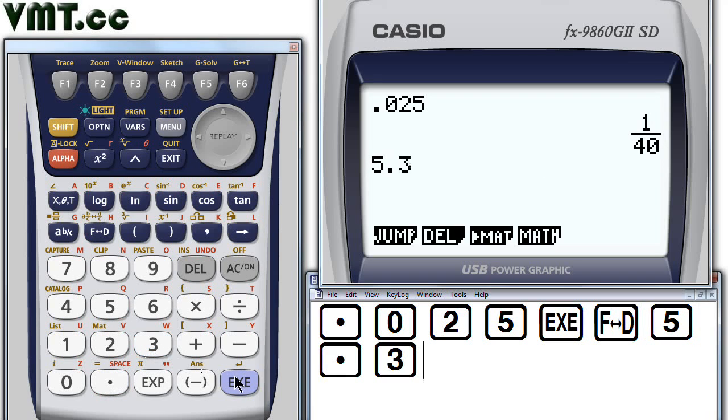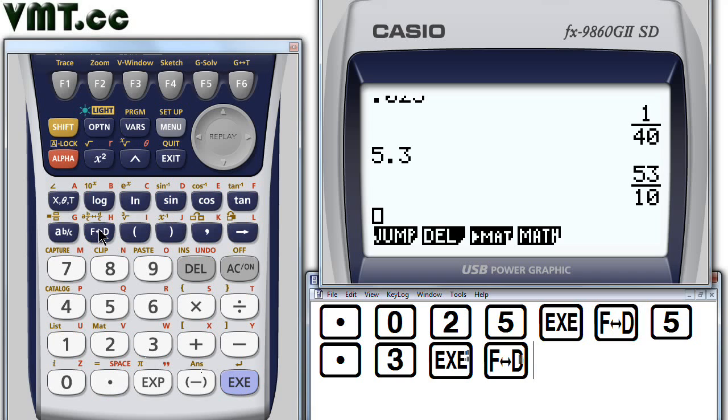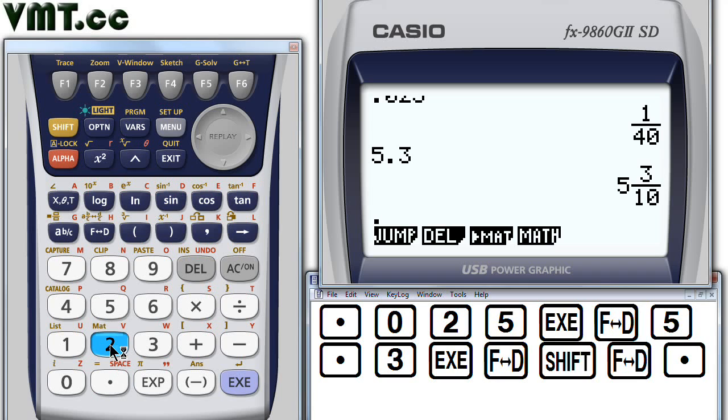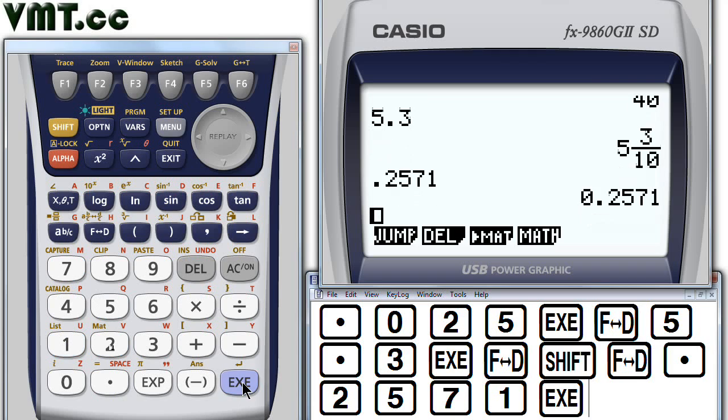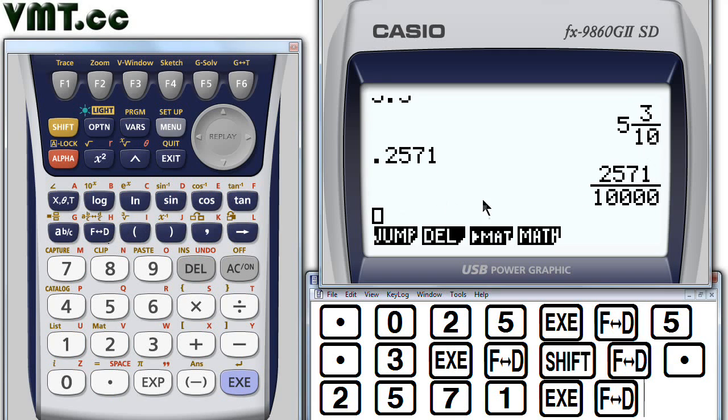5.3. Execute. Convert to a fraction. We can also convert this into a mixed number by pressing Shift and then the fraction decimal conversion key. And now let's do our third example. 0.2571. Execute. Convert to a fraction. And there's our answer.